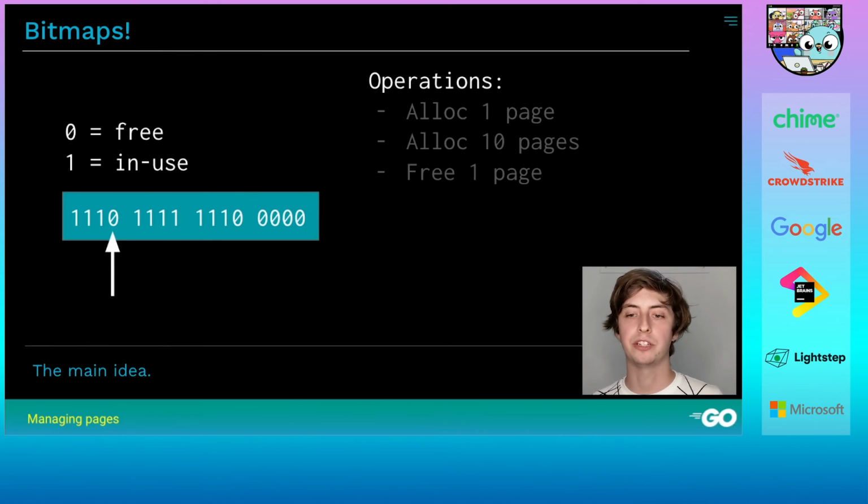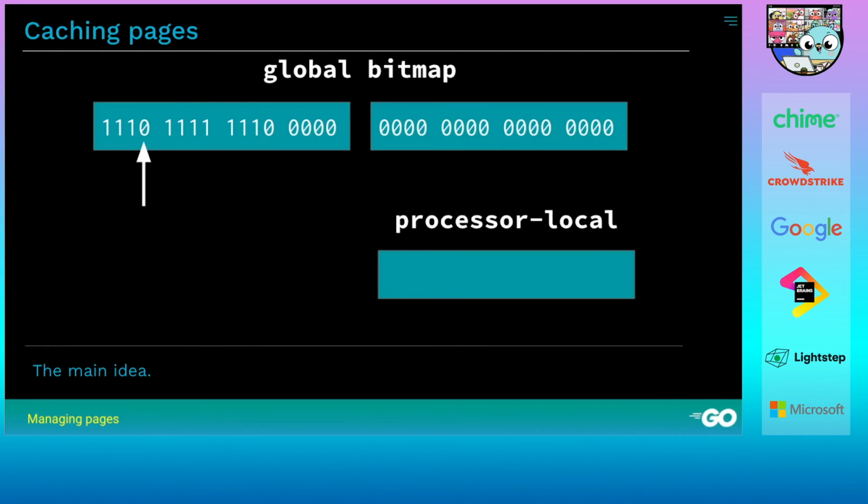But we want to cache some pages. So how do we do that? What does it mean to cache some of these? Well, the idea here is that we cache some chunk of the bitmap.